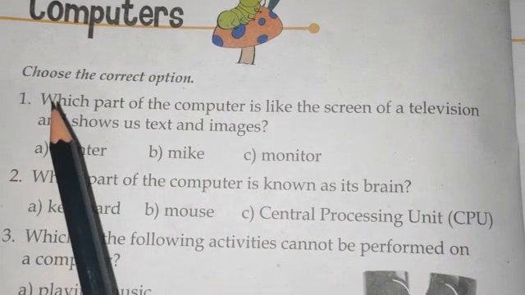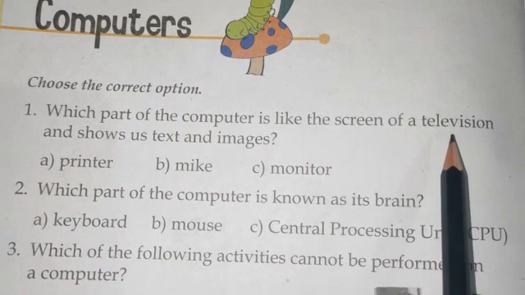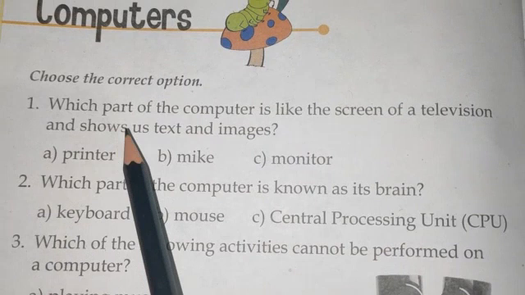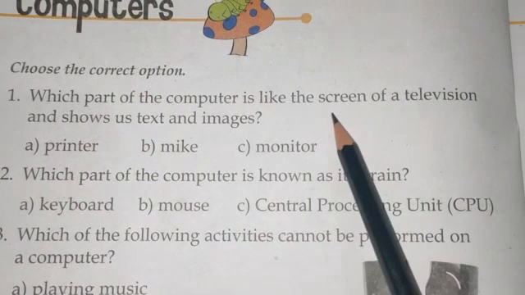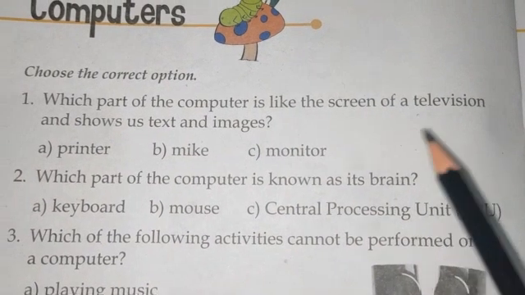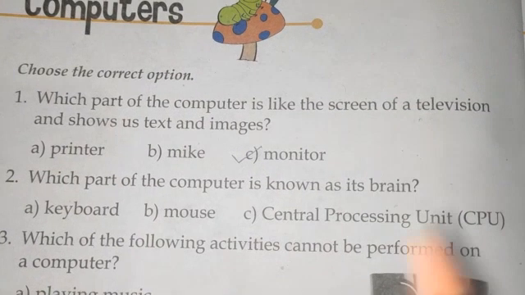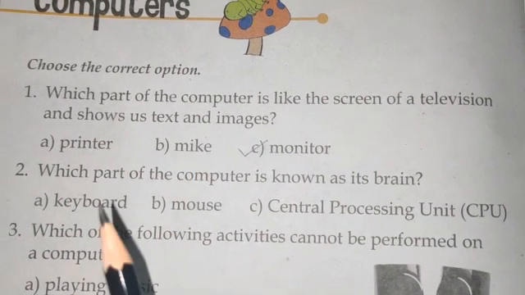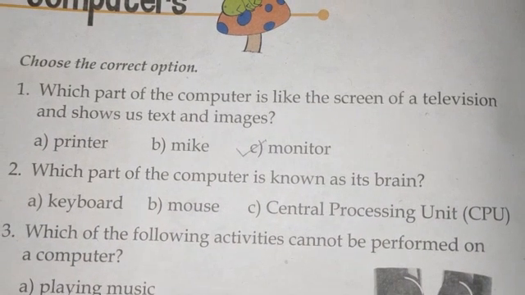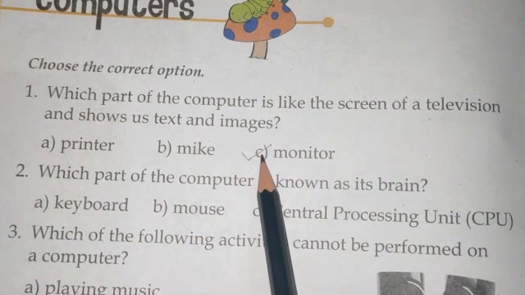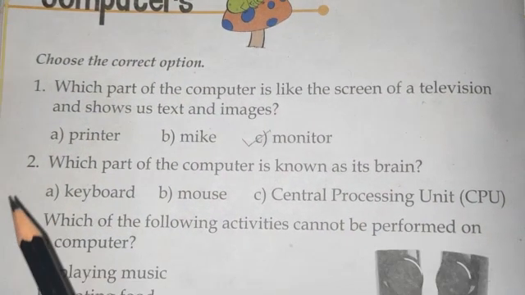The first question: which part of the computer is like the screen of a television and shows us text and images? So you already know that the monitor of a computer looks like a television and it displays the text and the images. Okay, so the answer here would be C option, that is the monitor. Let us move to the second question.